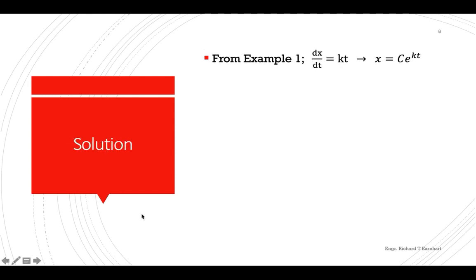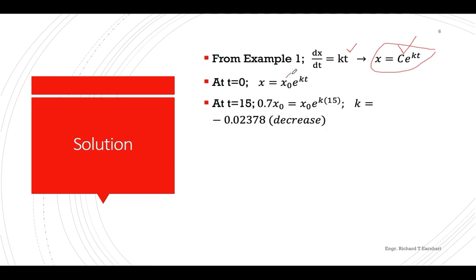So from example 1, dx over dt is equal to kt. So this is your differential equation, and then we only have the same solution. So at t equals 0, your c, the arbitrary constant, is the initial condition, the initial value, initial amount, and then after 15 years you can compute for k here.